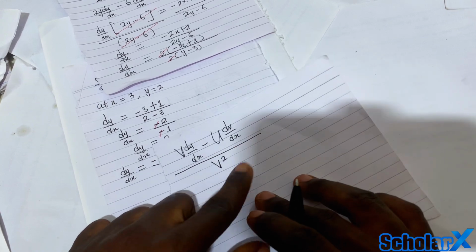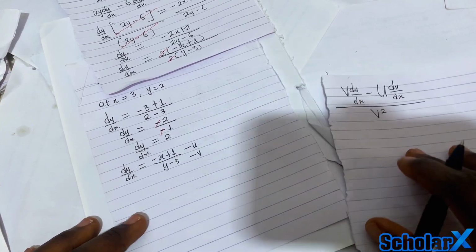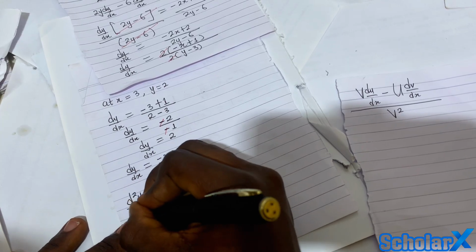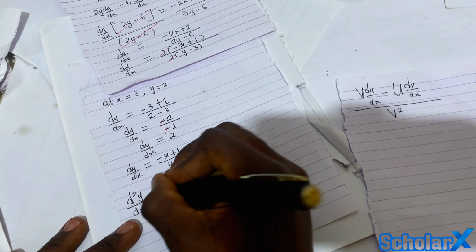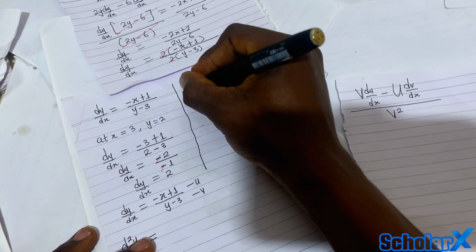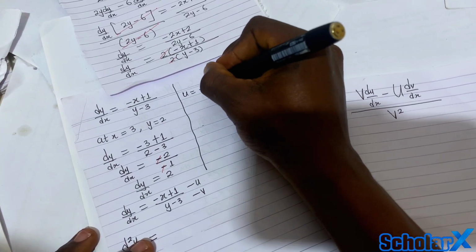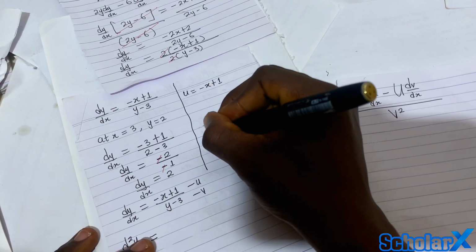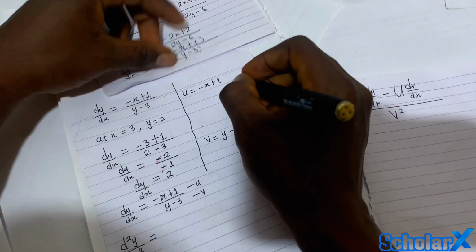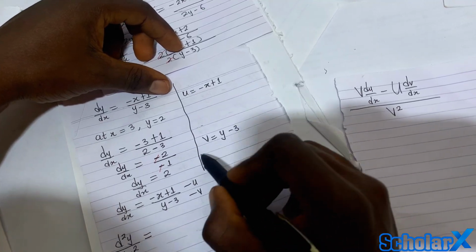So differentiate it and then put it into this formula. So now let's do that. Our d squared y over dx squared now is going to be what? Now let's come here. Our u is equal to minus x plus 1. Our v is equal to y minus 3. Now let's find our du/dx here. Let's differentiate this and let's differentiate this.